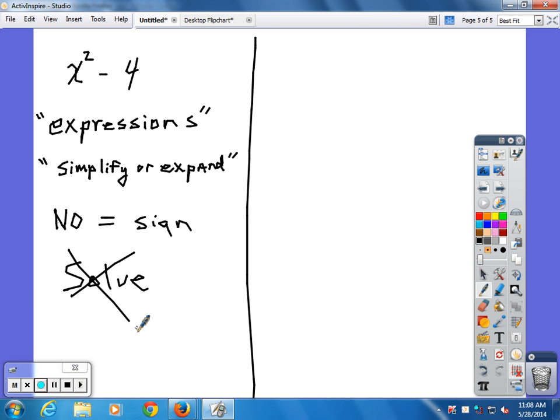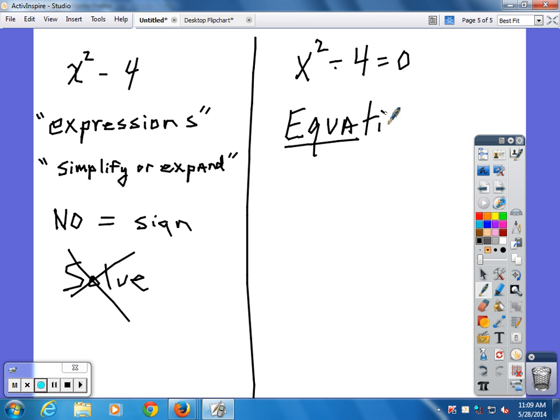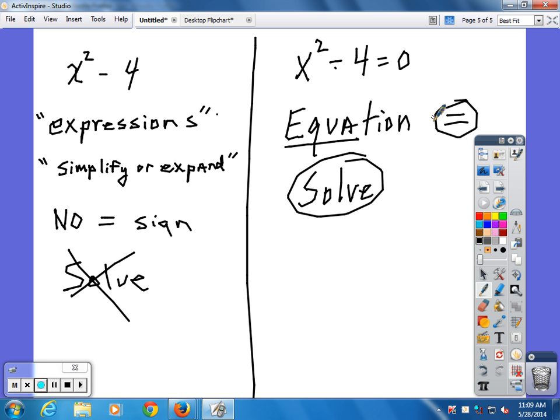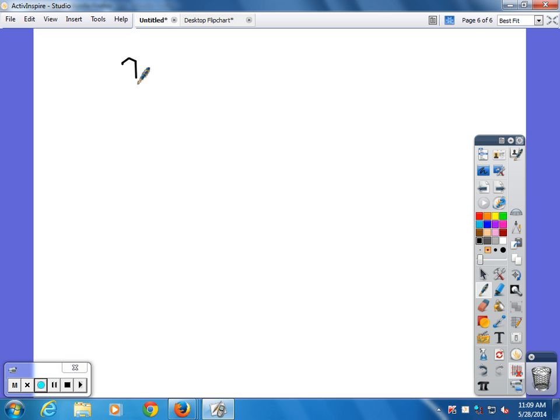Now we're going to add an equal sign to it, and it becomes a what? Equation. Equal means equation. Equation you can solve. And it has an equal sign. So what do you do different? Well, nothing. You just factor it and then you solve. So let's take, for example, this problem I'm just doing. X squared minus 4 is equal to 0.